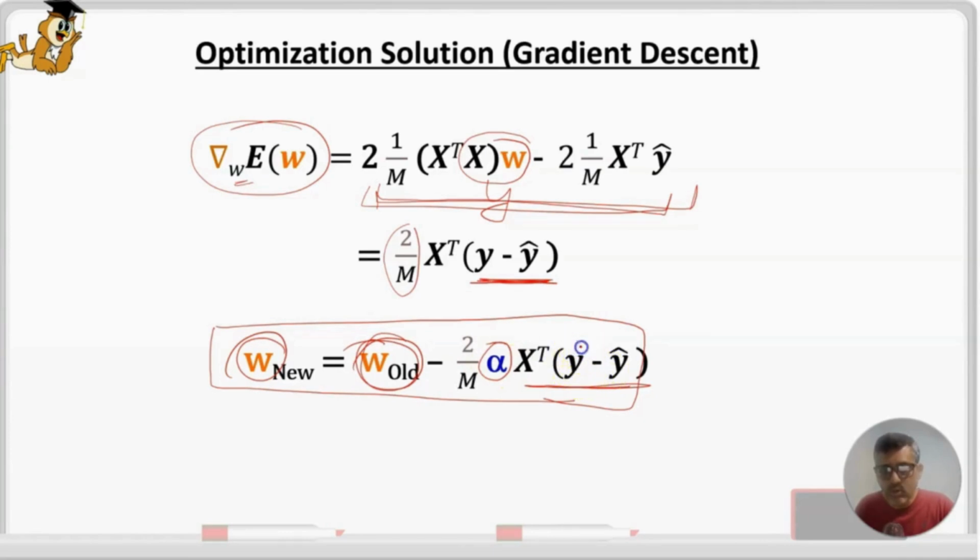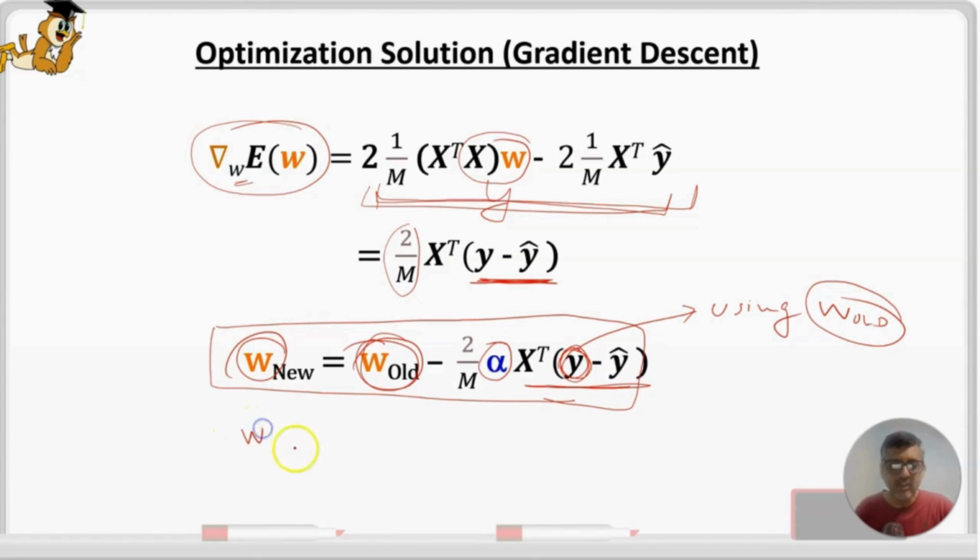And note that y really depends on w, right? So y has to be calculated using w old. And what is y? y is x times w. It's going to be calculated using the old w. So in every iteration, as you go along, this is going to change, and consequently your values of w will be refined further and further.